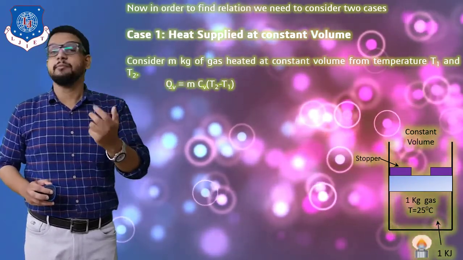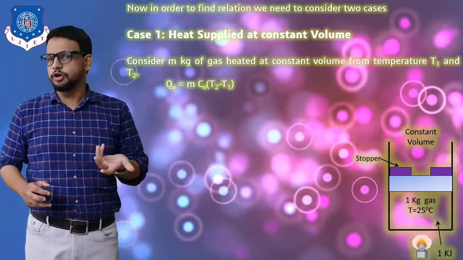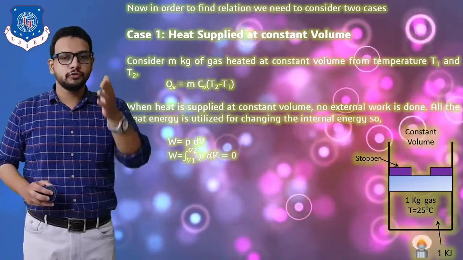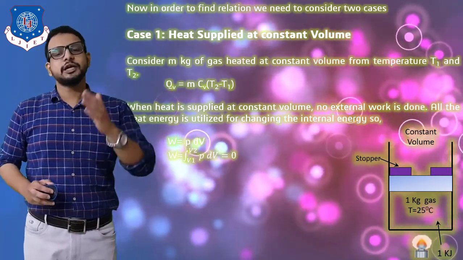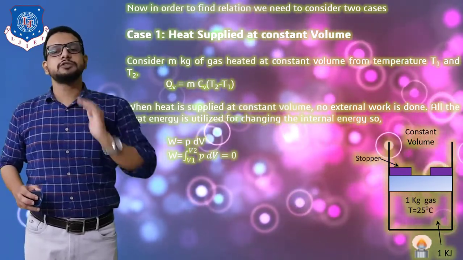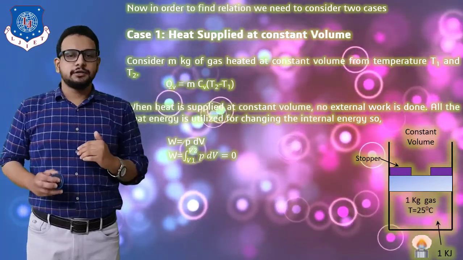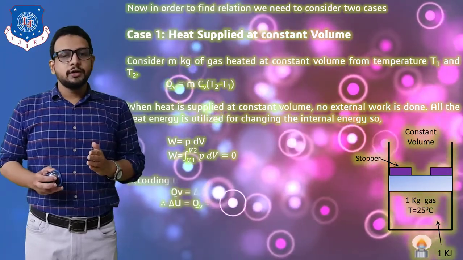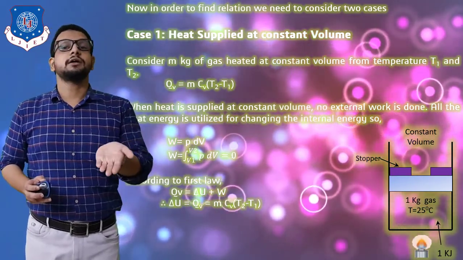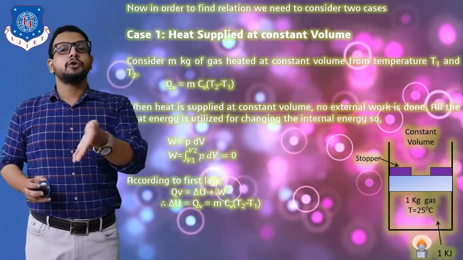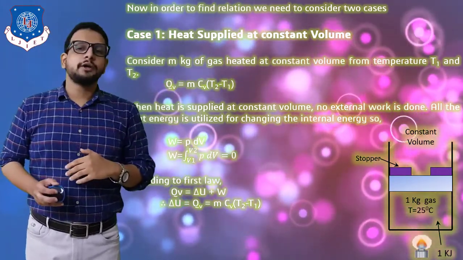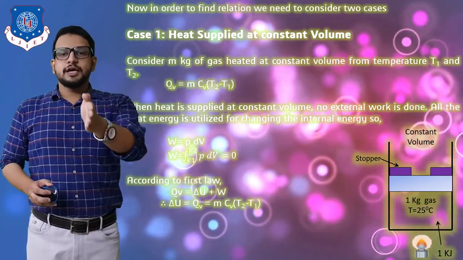Now second, how much work can be obtained when heat is supplied at constant volume? We know that when volume is constant, the piston is not going to move, and if there is no displacement, then there will be no work output. So work done is equal to the integral of P dV, pressure into change in volume, from state 1 to state 2, that is V1 to V2, and it will always be equal to 0, as there will be no displacement of the piston. From the first law, Q is equal to delta U plus W, so whatever heat energy is supplied is totally converted into internal energy. So delta U is equal to Qv, which is equal to m Cv (T2 minus T1). These are the equations we have obtained from case 1, which is the first step to form a relationship.